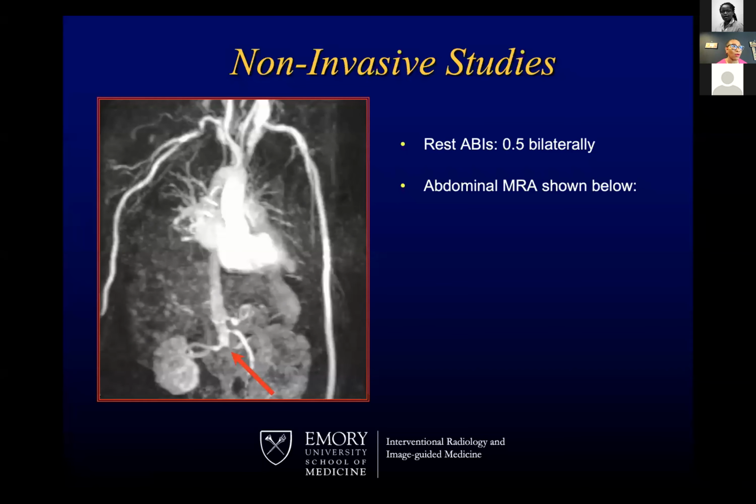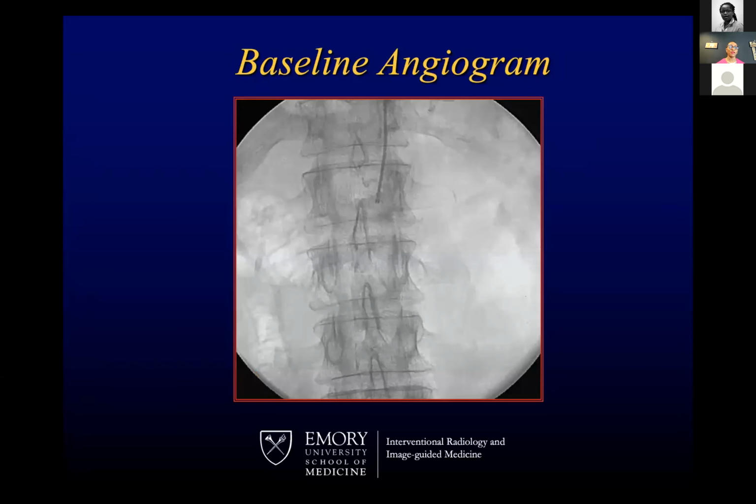What would you expect the other symptoms to be? Type it in the chat if you know. Claudication. What are the other parts of the triad? Impotence and pulselessness, right? No femoral pulses and impotence.